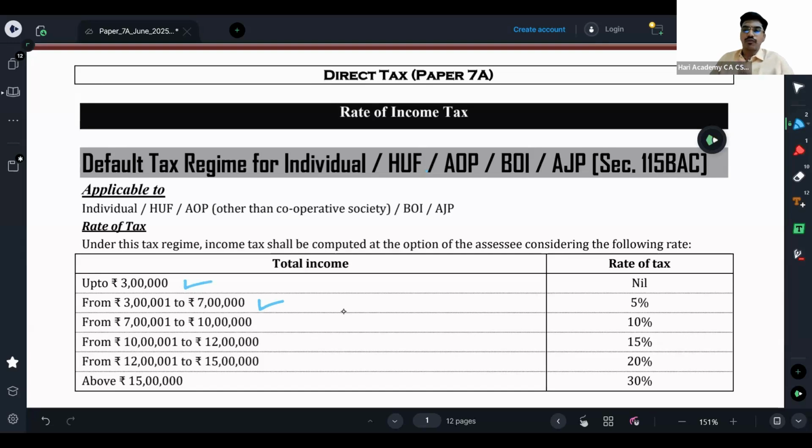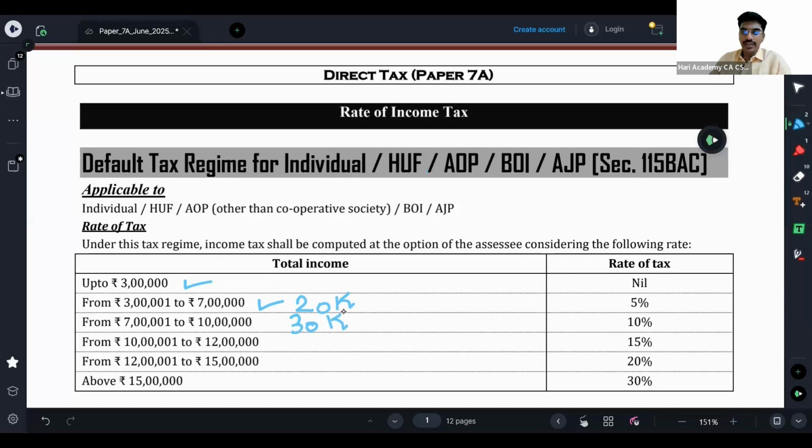If we check the rate here, for 4 lakhs at 5%, it is somewhere around 20,000 for the first 4 lakhs. Next, 7 to 10 lakhs, it is going to be 10%. Here the gap is 3 lakhs, so 30,000. So for the first slab it is going to be 20,000, and for this one it is 30,000.